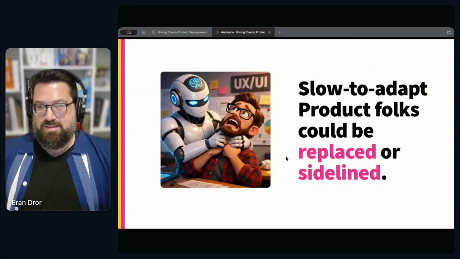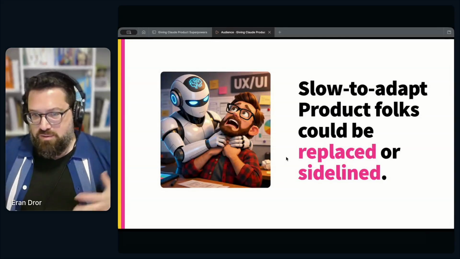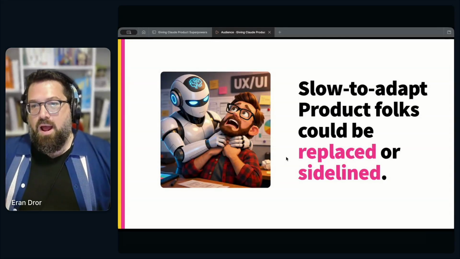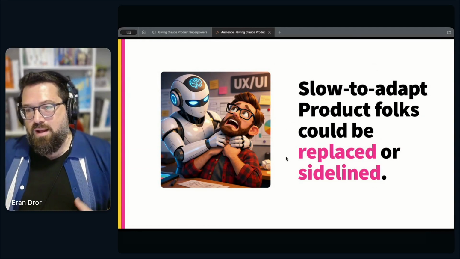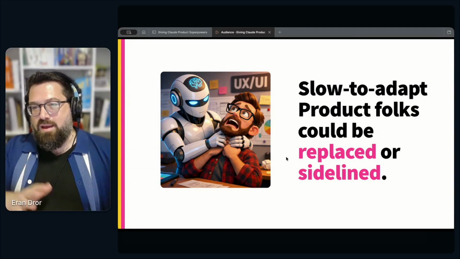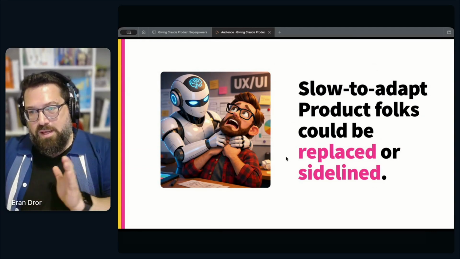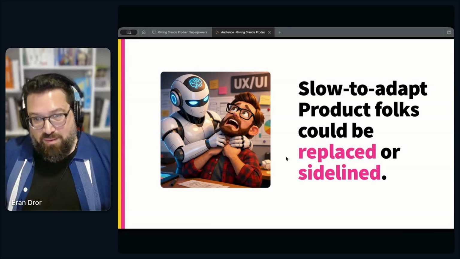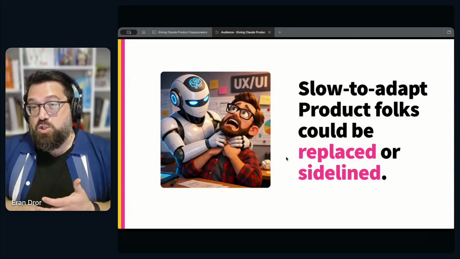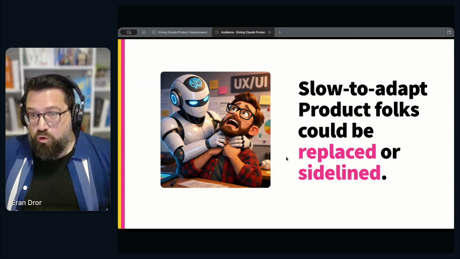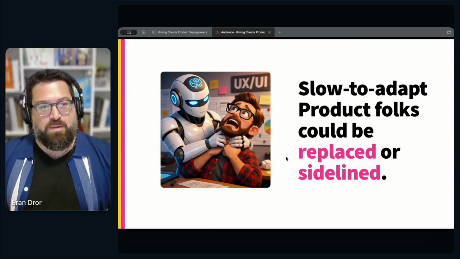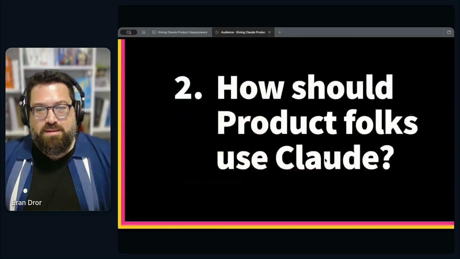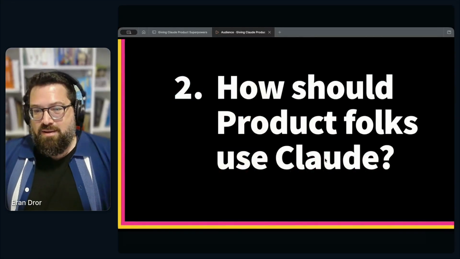The bad side is that if you're slow to adapt, if you're not learning new techniques, you really could be replaced or sidelined. And I would say not by AI right now, but by a person who knows how to use AI to do your job 10 times faster, 10 times better, to do more, right? To build more great features than you can, right? And so this is the good and the bad.